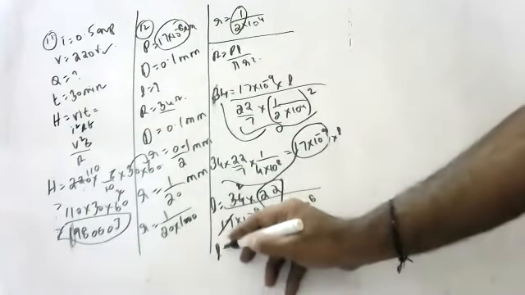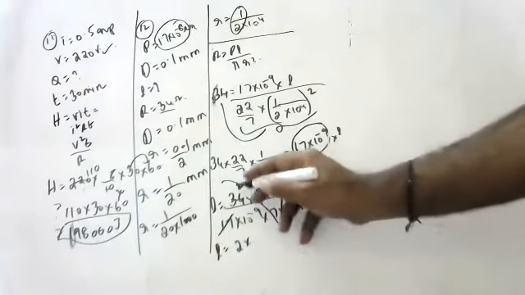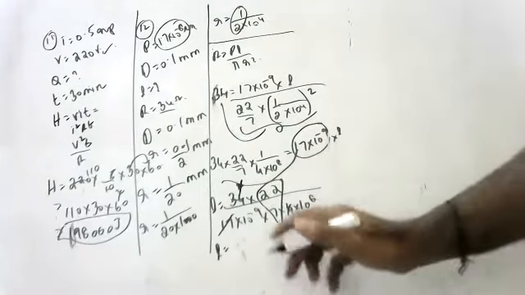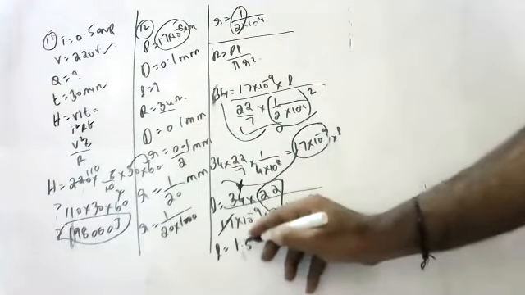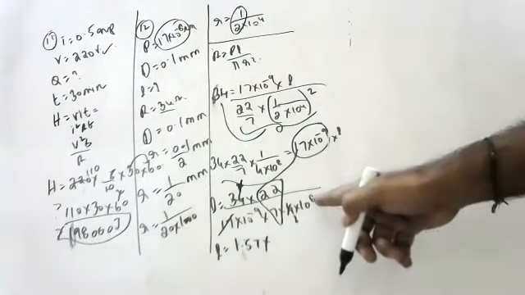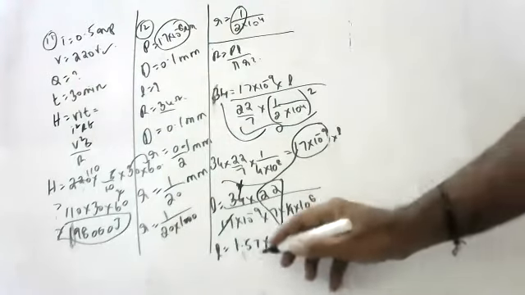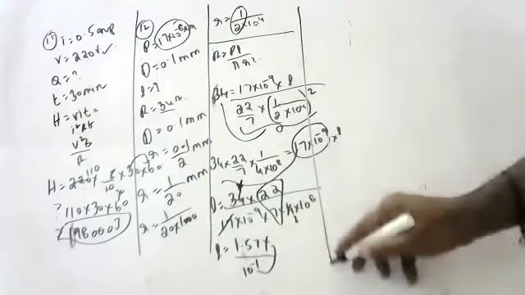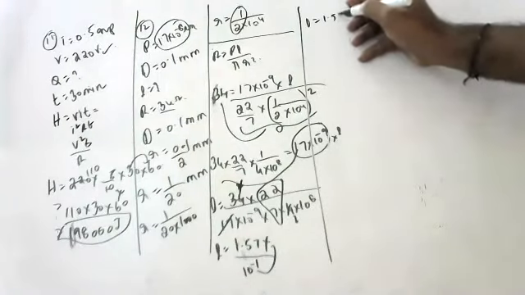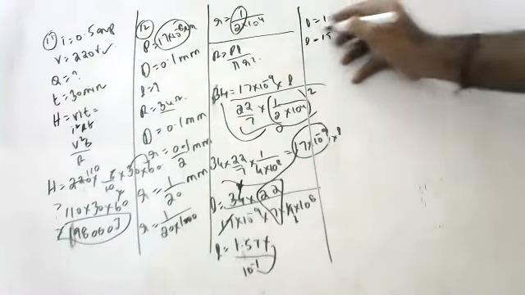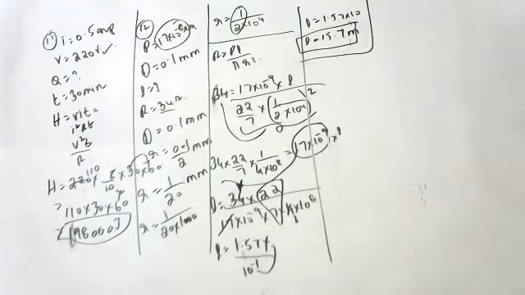3.14. So 2 into this, 3.14 by 2 is how much? 1.57. So minus 8 plus minus 9 plus 8 is how much? Minus 1, and if it comes up, plus 1. So 1.57 into 10 gives 15.7 meters. That is the resolution.